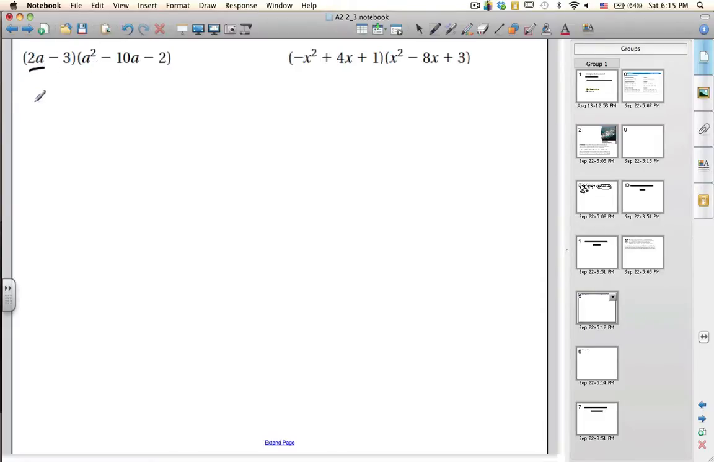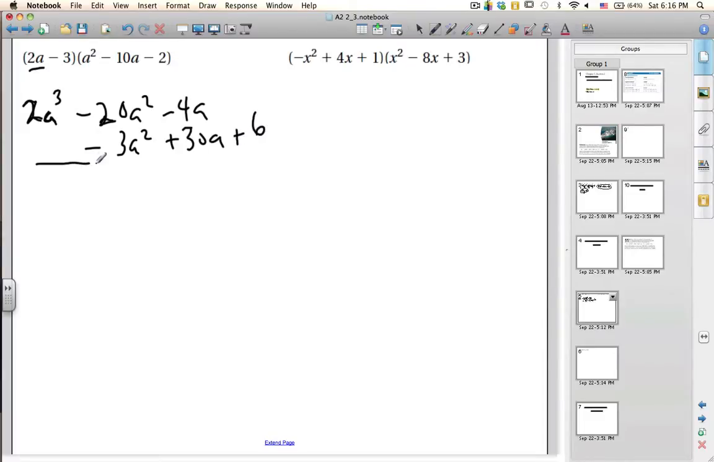So 2a times a squared becomes 2a cubed. And 2a times minus 10a becomes minus 20a squared. And 2a times minus 2 becomes minus 4a. And then if I take the minus 3 times all of these, I'll have minus 3 times a squared is minus 3a squared. And minus 3 times minus 10 is plus 30a. And minus 3 times minus 2 is plus 6.